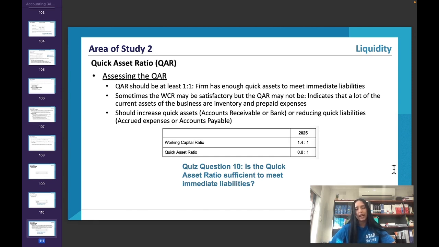And sometimes you might have a satisfactory working capital ratio but an unsatisfactory quick asset ratio. And what this tells us is that the business has too much inventory and too much prepaid expenses and not enough quick assets. And the best way to fix this is to increase quick assets or to reduce quick liabilities.